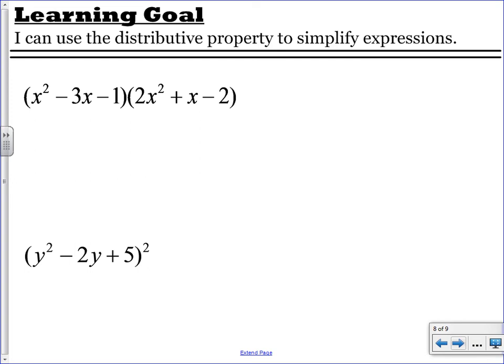Okay, again, I have brackets here. I am still going to use the distributive property. Instead of 2 terms, I have 3 terms in each bracket. No big deal. We can't use FOIL per se, because there's really no acronym for this one. Yes? Sure. Okay, so for this one, I take my first term, which is x squared, and I multiply it by everything inside this bracket.